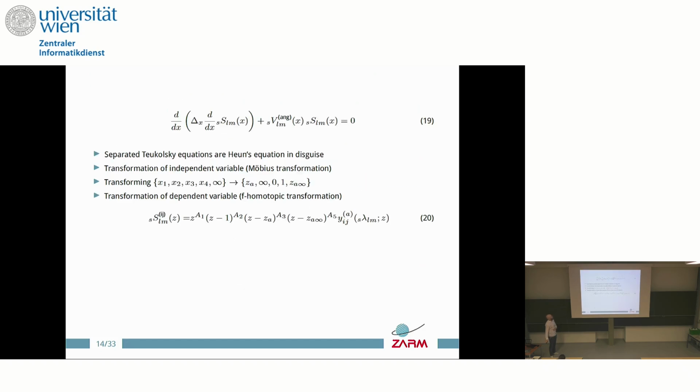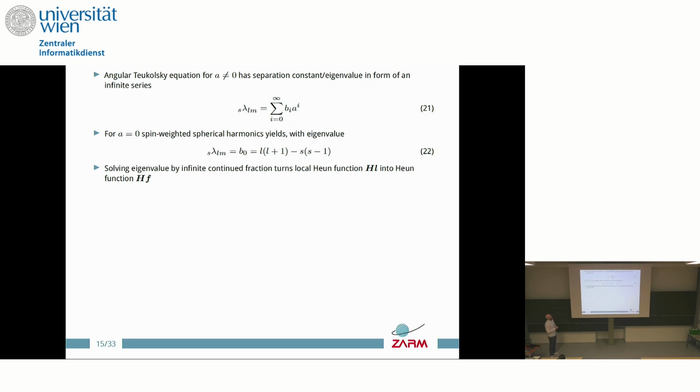So the successive approximation, the infinite approximation of this eigenvalue has this form, and for A equals 0, we get, as I already hinted, spherical harmonics, and then the rest of these exponents characterize the eigenvalue we need in order to get Heun functions for the Kerr-de Sitter spacetime.